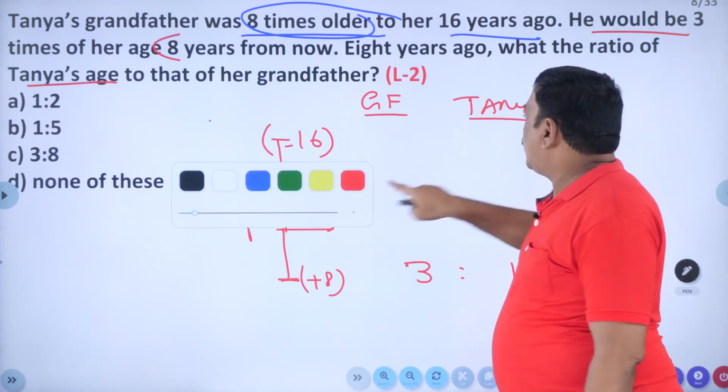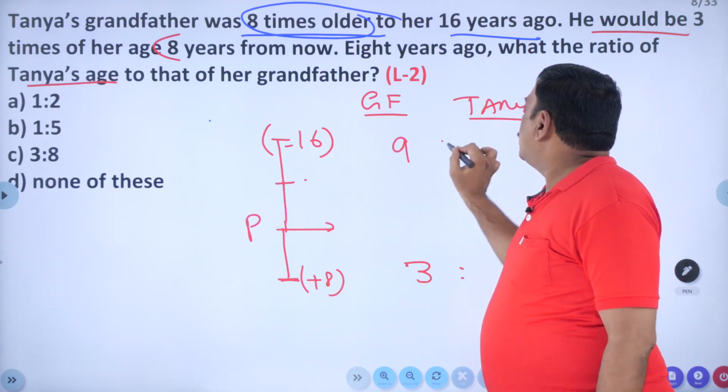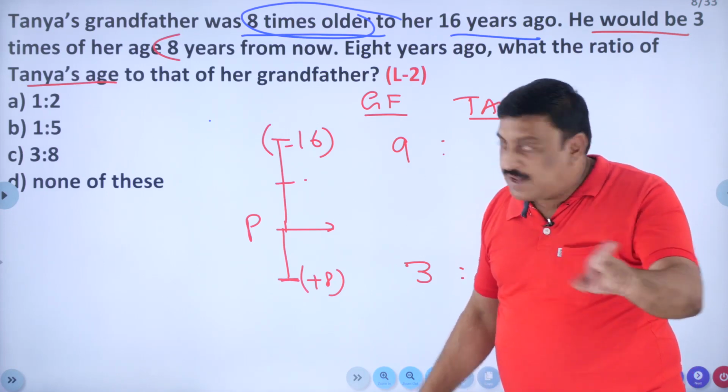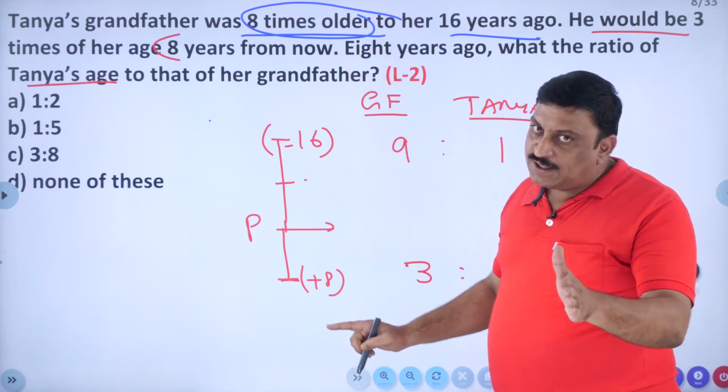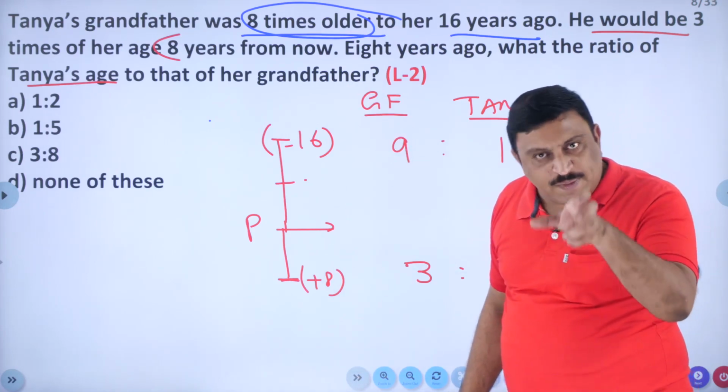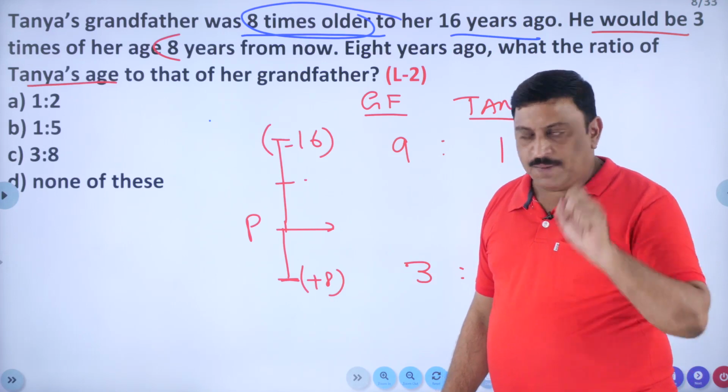I'll make this one now. It is 9:1. Fine. It is not 8:1. It should be, it must be 9:1. Why am I insisting on this one? Please wait for a minute. Okay.